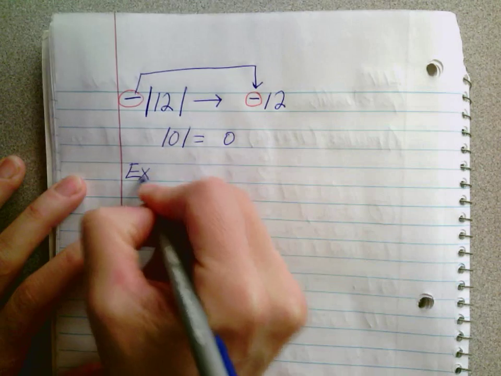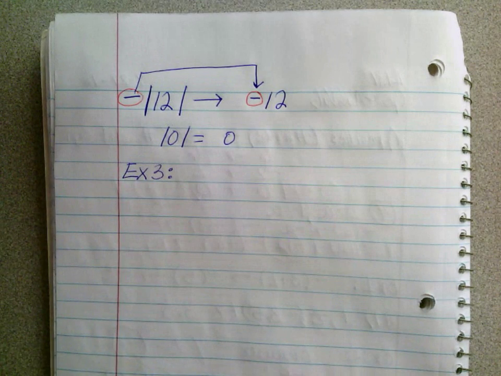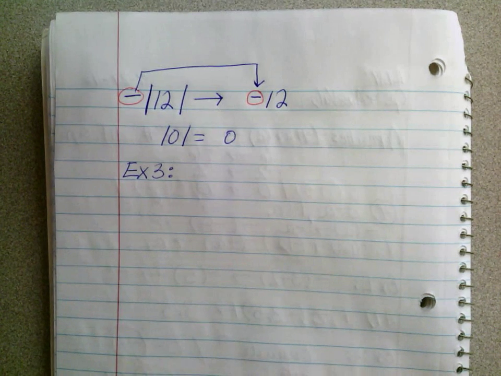Example 3 has you working with absolute value scenarios that you've been given, adding them together, maybe subtracting them, different things like that. So for my example 3, I have this.